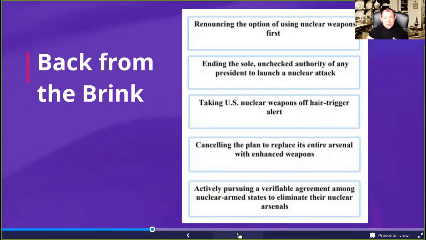So we should reduce our arsenals. De-escalate. The big countries de-escalate, the smaller ones will follow.